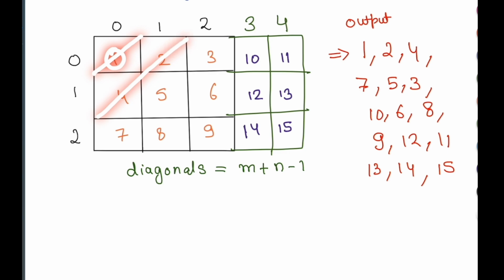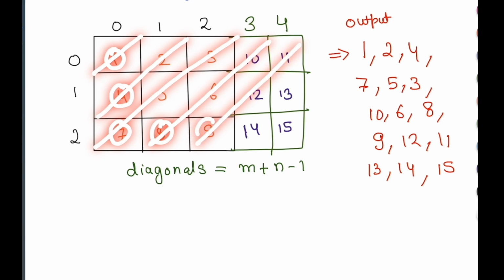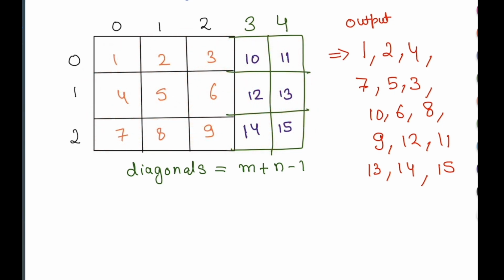This is another diagonal starting through this point, then another diagonal starting through this point, and another, and another. So this is your way to find out how many diagonals you have to traverse through. You have to traverse through 1 2 3 4 5 6 7 diagonals.